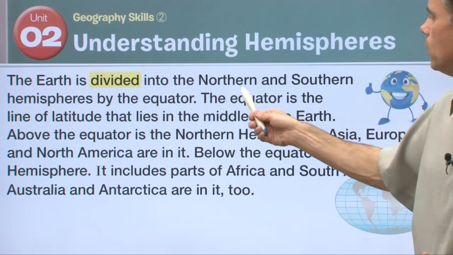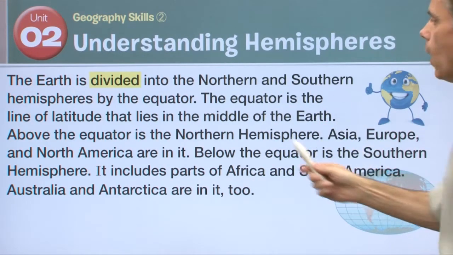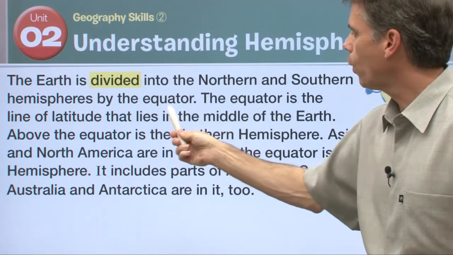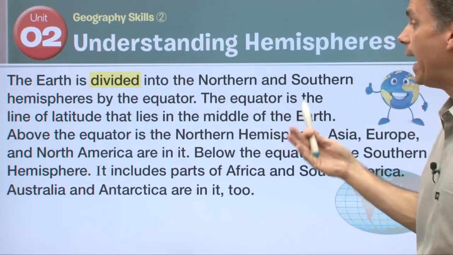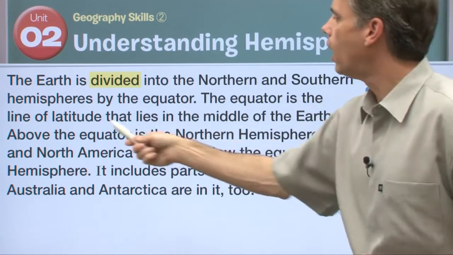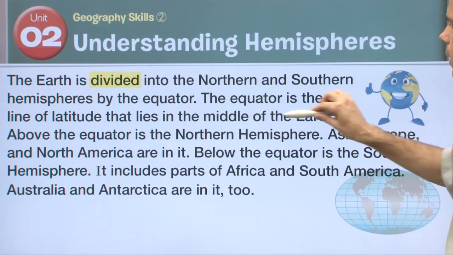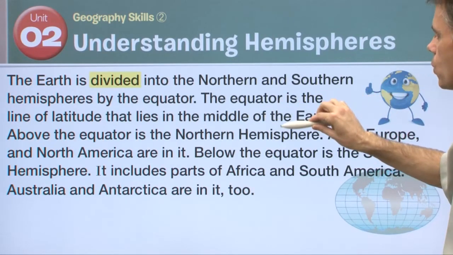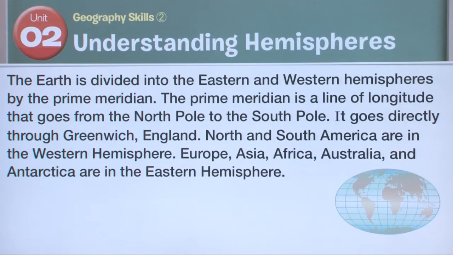Now, how are the northern and southern hemispheres created? Well, the equator. The equator is the imaginary horizontal line of latitude, and it's in the middle of the Earth where it's very, very hot at that point in the Earth. So it divides the Earth into the northern and southern hemisphere. And you have certain countries and other things that are in northern and southern hemispheres. Okay, one more page here.